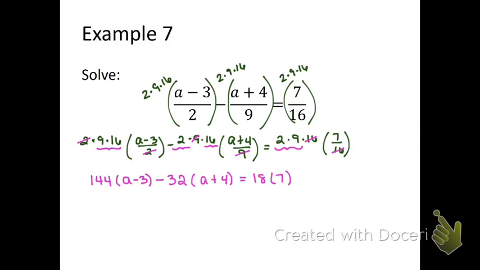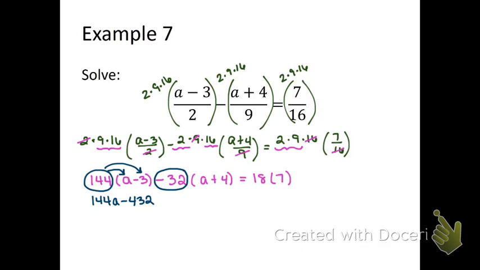And so I'm going to take this 144 and we'll multiply it into its parentheses. There's two terms there because remember it's got a minus sign. So I get 144a, and then 144 times negative 3 is negative 432. And be careful here. Notice I always circle what I'm going to distribute because I don't want to forget the sign in front of it.